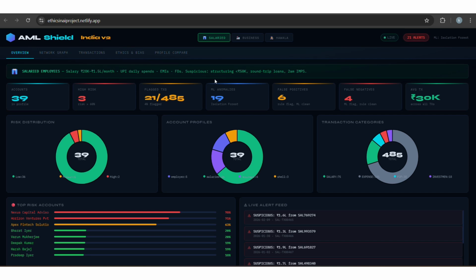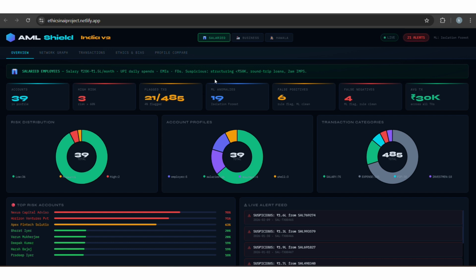Hello, this video is a complete demonstration of AML Shield India, an AI-powered anti-money laundering detection system. The project addresses a critical problem in Indian financial regulations. Under the Prevention of Money Laundering Act 2002, all scheduled banks are legally required to detect and report suspicious transactions to the Financial Intelligence Unit of India. However, the traditional rule-based systems fail because they apply uniform thresholds to accounts with fundamentally different economic behavior.